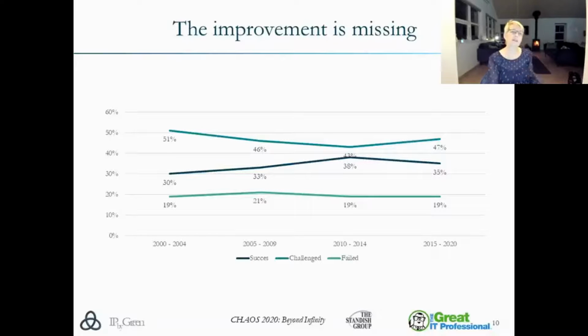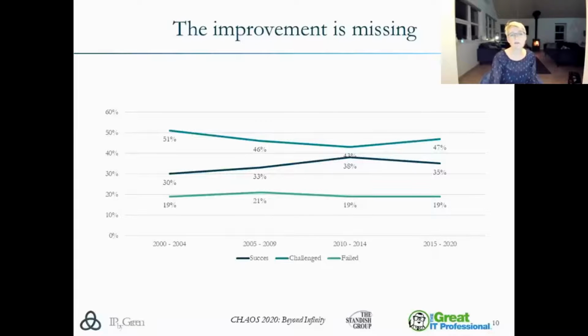Now, taking that statement into today's modern world, and looking at what the Standish Group has produced in its CHAOS reports in the past, you can see that even though we have introduced a lot of different methodologies and processes like Agile, Scrum, etc., we still have a lot of projects which are challenged and a great number of projects that are still failing.